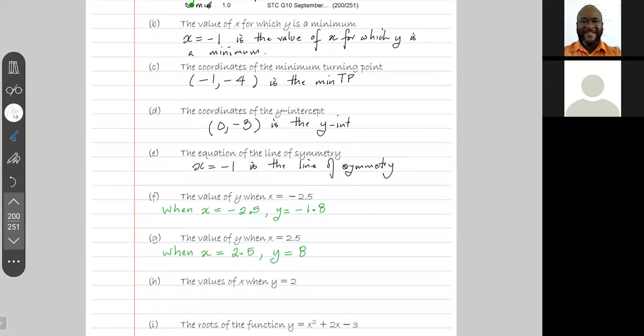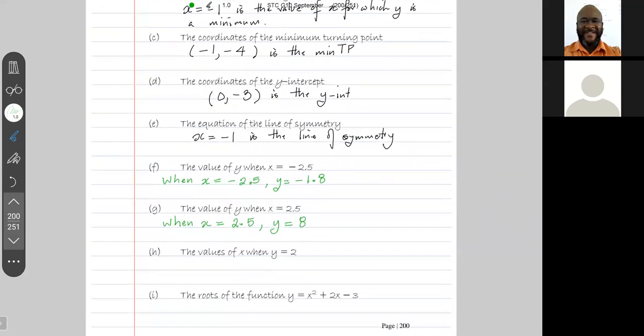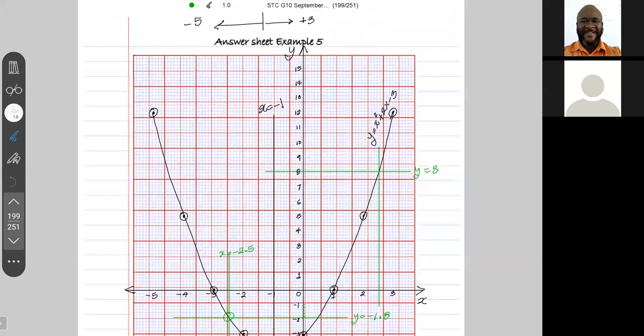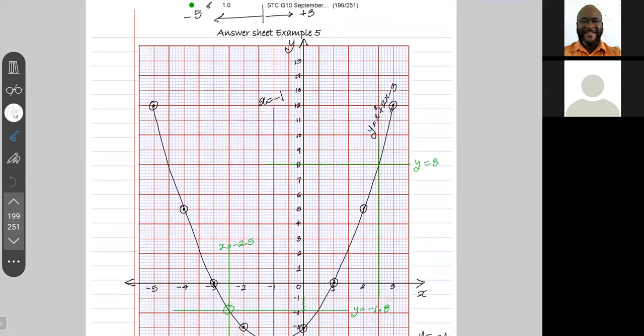Part H is asking for the values of x when y is equal to 2, and part I is asking for the roots. H is asking for the values of x when y is equal to 2. Go back to the graph. So what I have to do is identify the points on the graph where y is equal to 2.